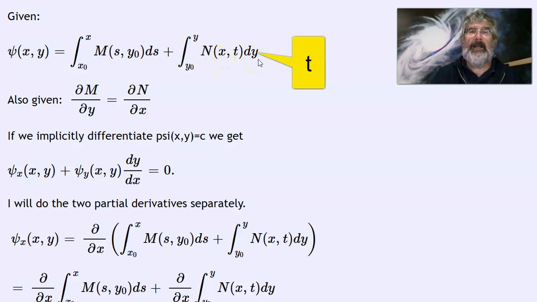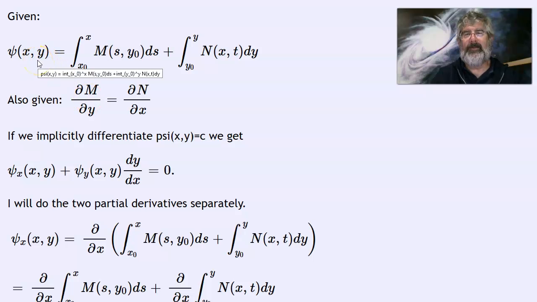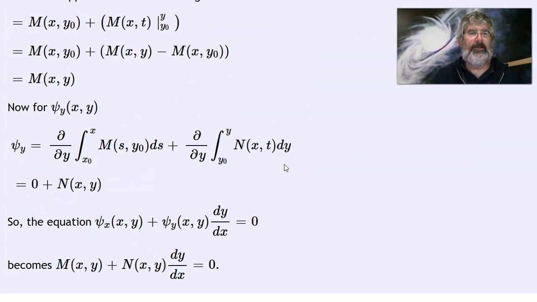Okay, and they tell us in the problem that M and N satisfy the condition to make it exact. So essentially the partial of M with respect to y is equal to the partial of N with respect to x. And they want to show that this function is a solution to the differential equation. I got the differential equation down at the bottom. This equation right here is our standard first order differential equation that we're checking to see if it's exact.